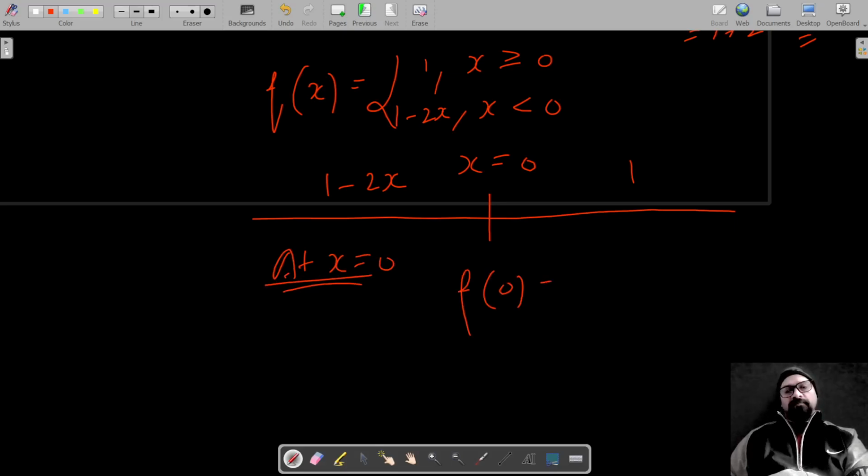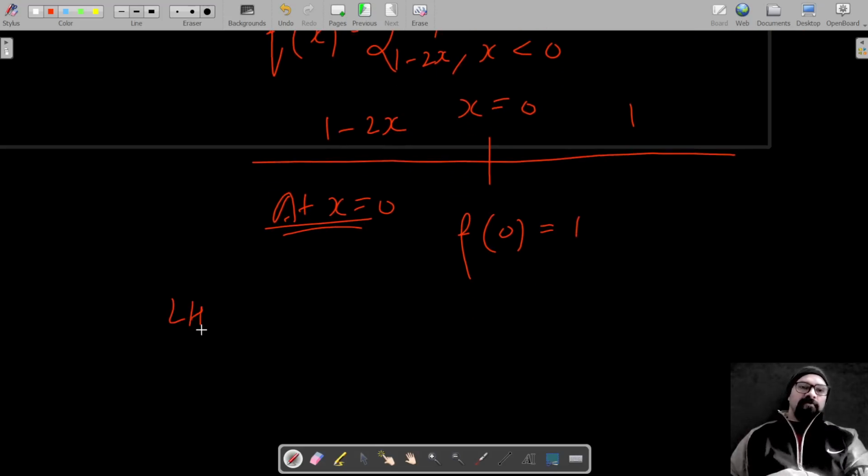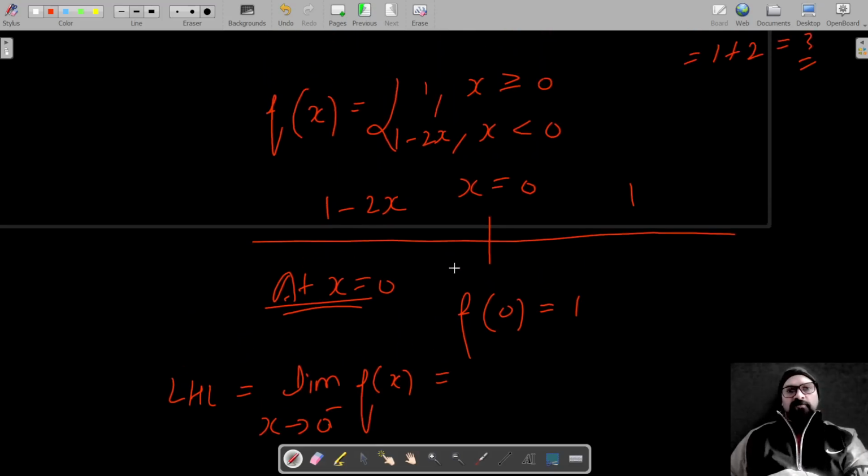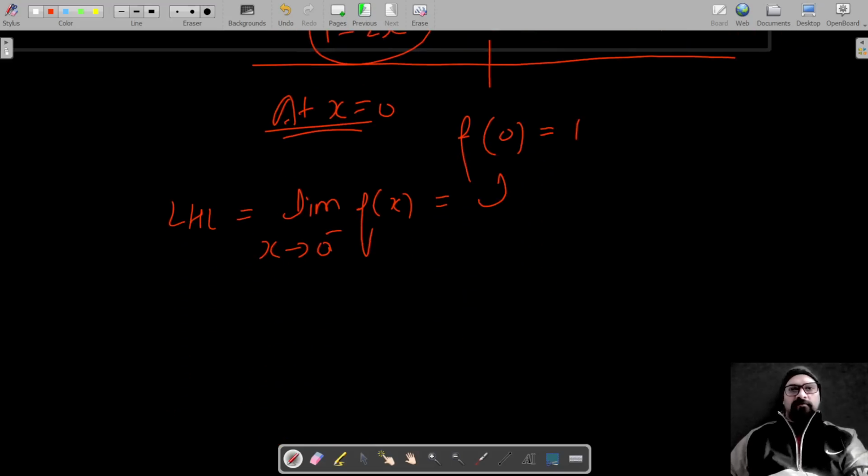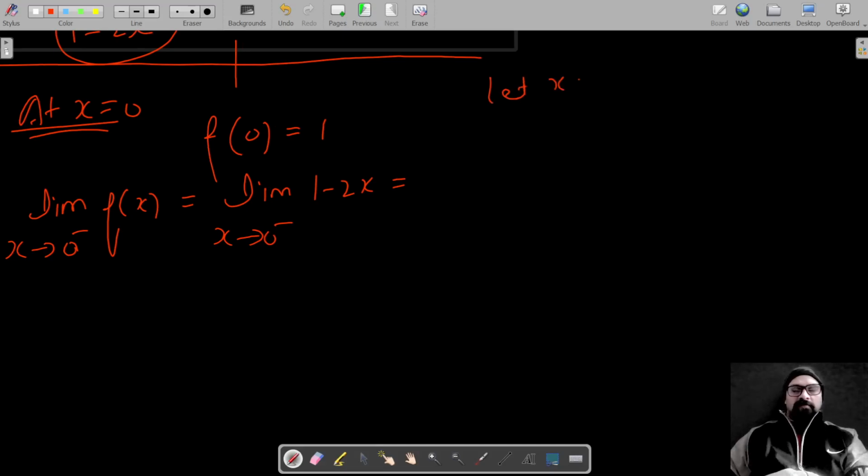Now f of 0, the value of the function at 0, is 1. Now let's check its left hand limit. So left hand limit is limit x tends to 0 negative f of x, and the value of the function for x less than 0 is 1 minus 2x. So this is limit x tends to 0 negative of 1 minus 2x. And let's say now that x is equal to 0 minus a small value h. So as x tends to 0, h tends to 0. So let's change this limit to limit h tends to 0.